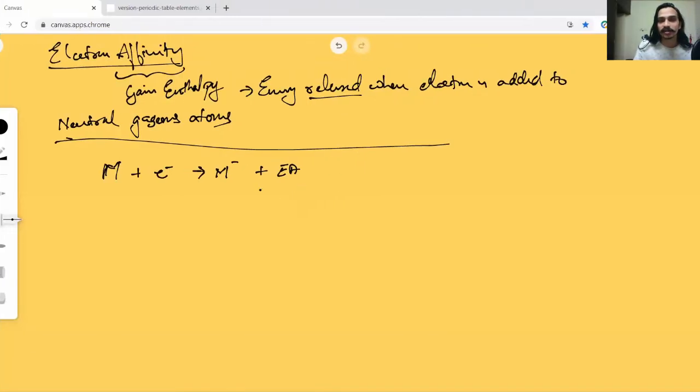This would be the general equation: adding an electron, getting an anion, and that atom releasing some energy. This is the energy we are talking about.